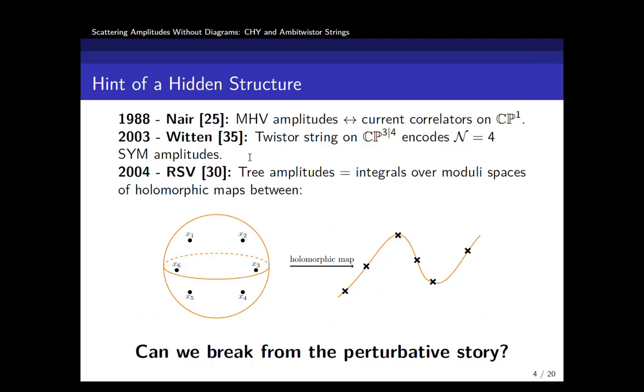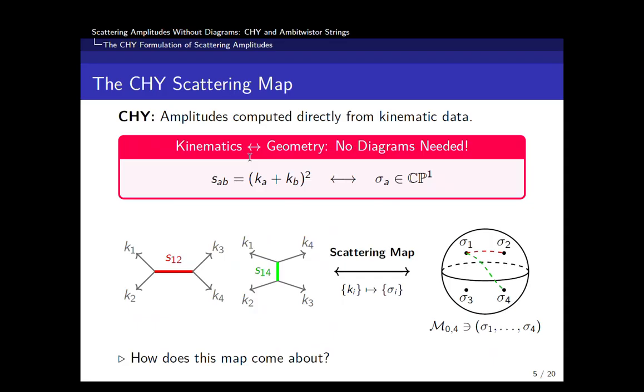So using all this nice geometrical structure, can we break from the perturbative story and actually get tree amplitudes in theories that we know and love, like Yang-Mills or gravity? And it turns out we can. So in part one of the talk, I'm going to talk about the CHY formulation of scattering amplitudes. Amplitudes are going to be computed directly from the kinematic data. No diagrams are needed. So we're going to look at our kinematic invariants, so our poles of our amplitudes.